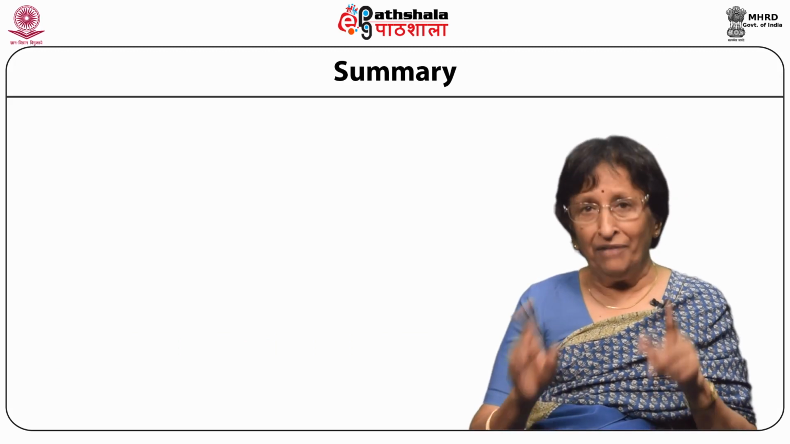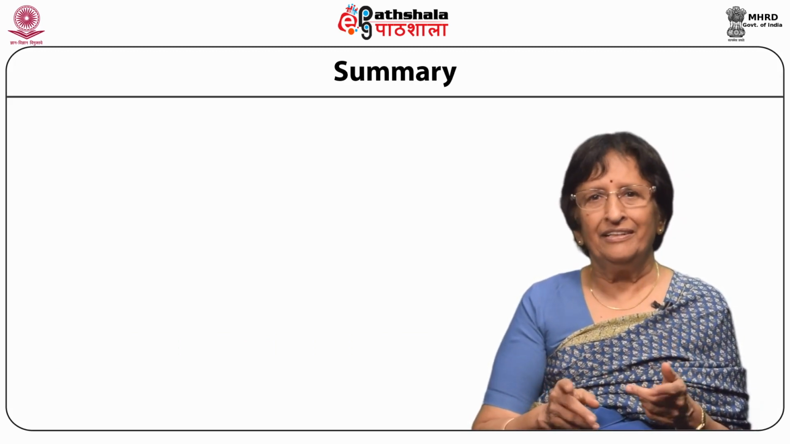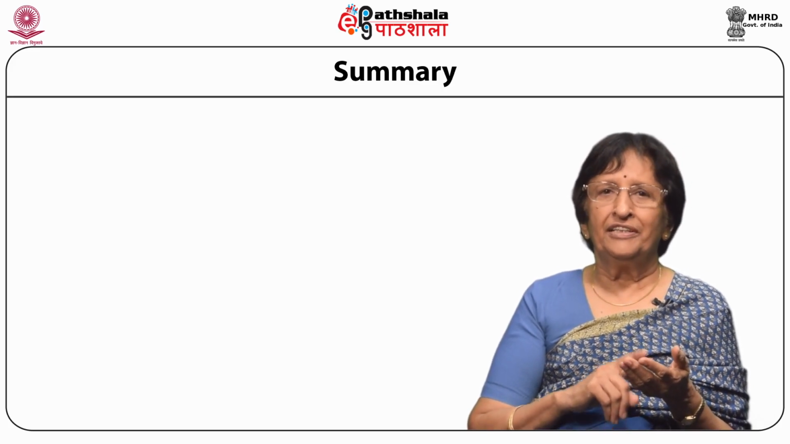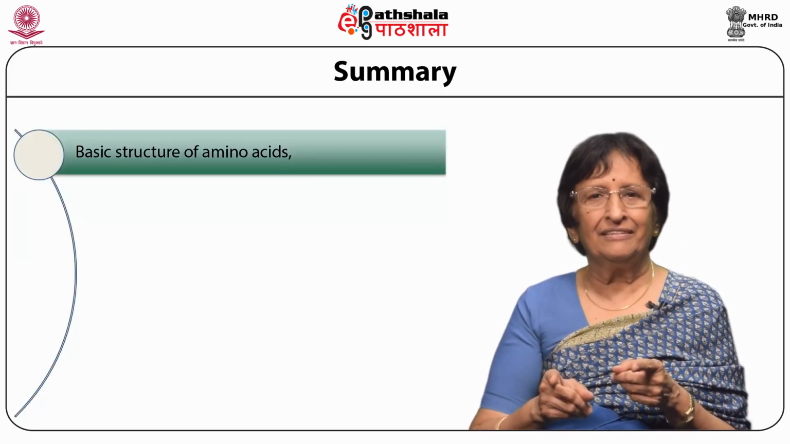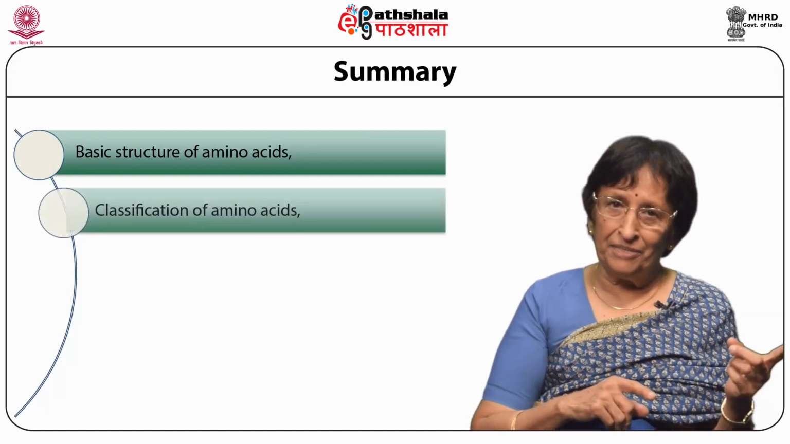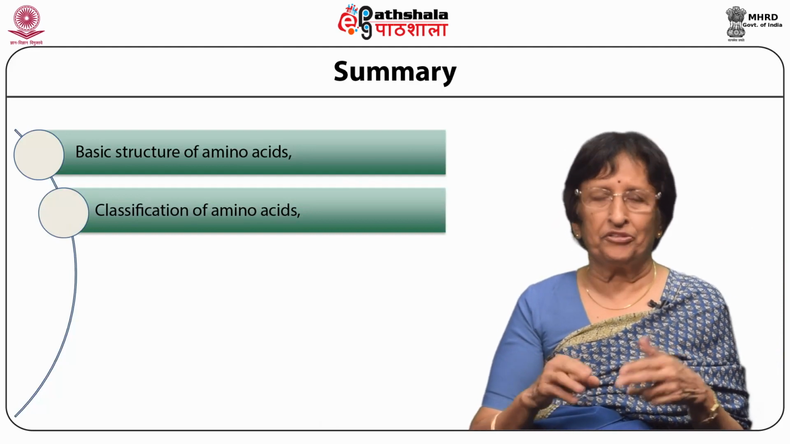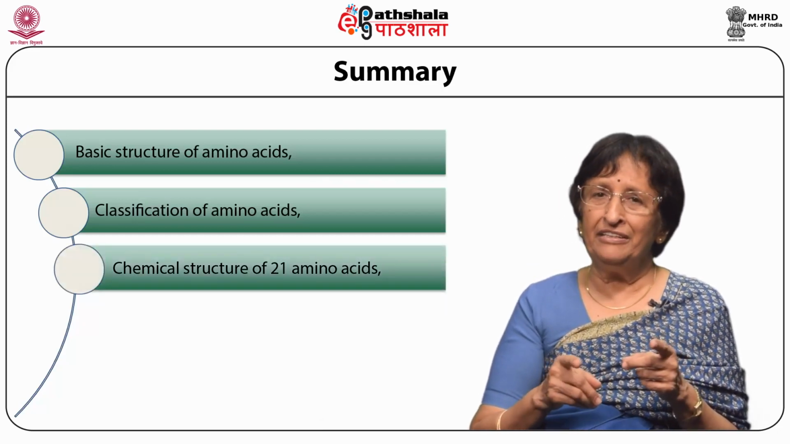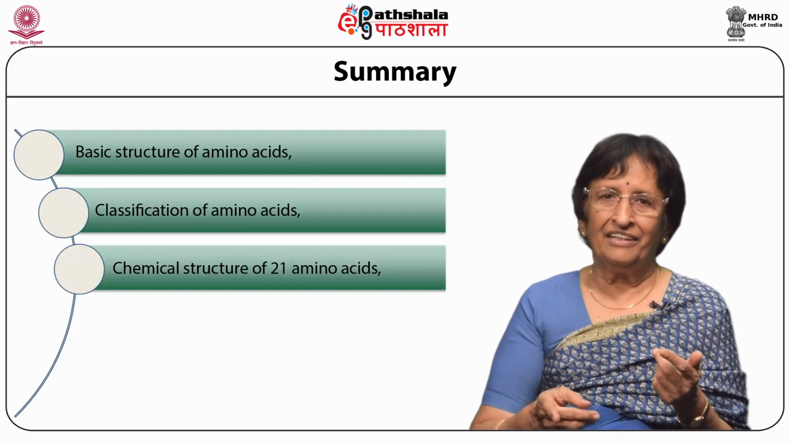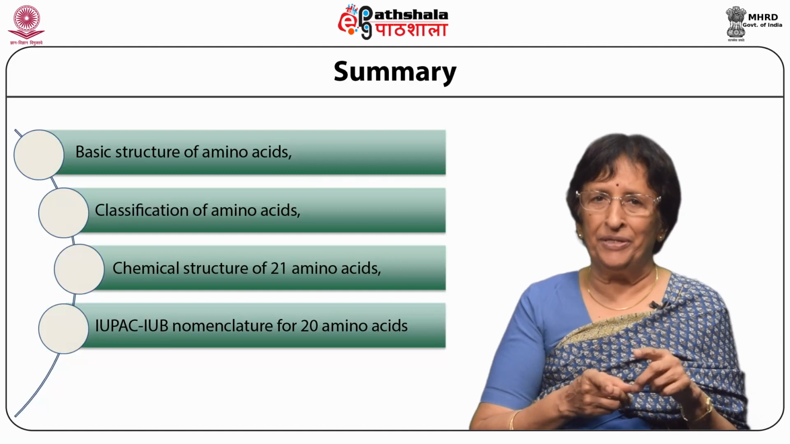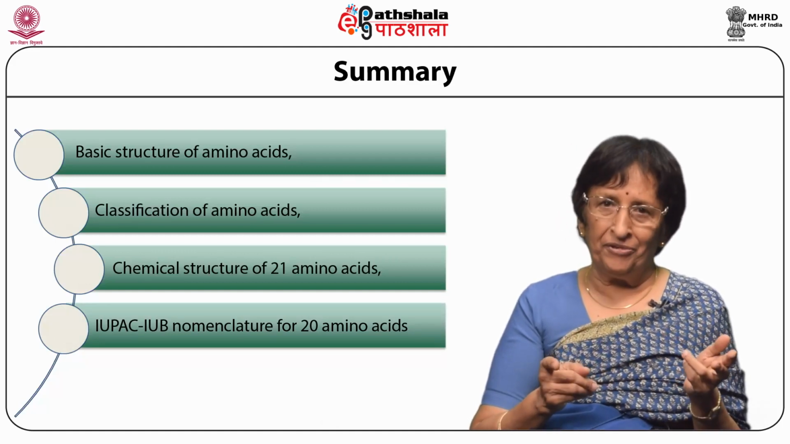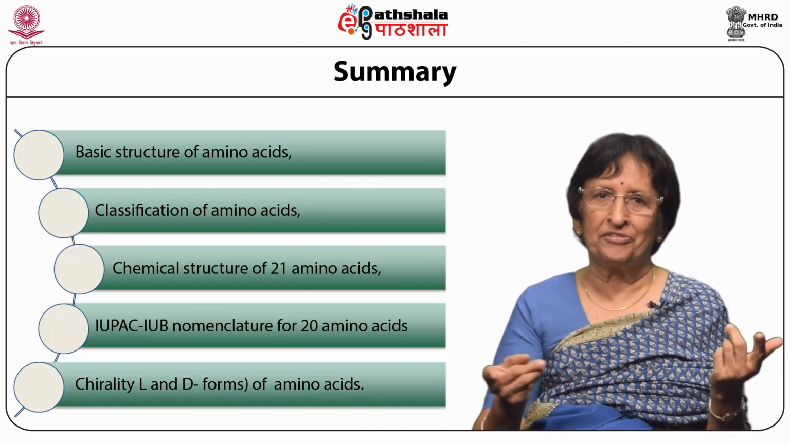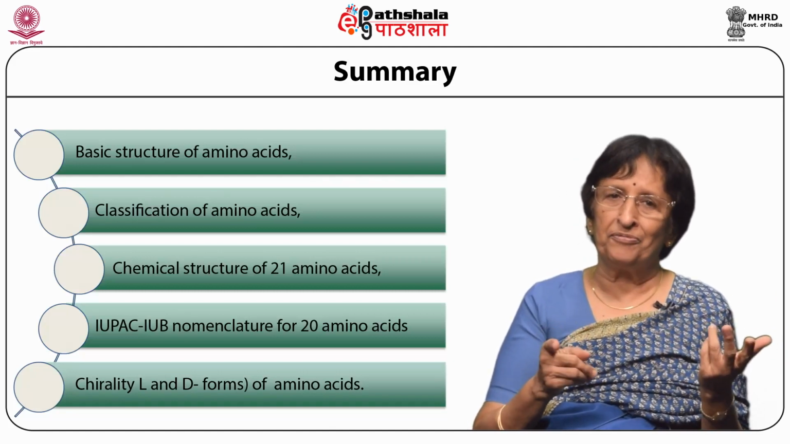Students, I would like to summarize what we have learned in today's module. We have studied and understood the basic structure of all amino acids. Then we learned classification of amino acids based on various methods. We studied the chemical structure of 21 proteogenic amino acids. We have also learned IUPAC, IUB nomenclature for 20 amino acids occurring in various proteins. We learned what chiral amino acids are, and we learned what the L and D forms of different amino acids are.